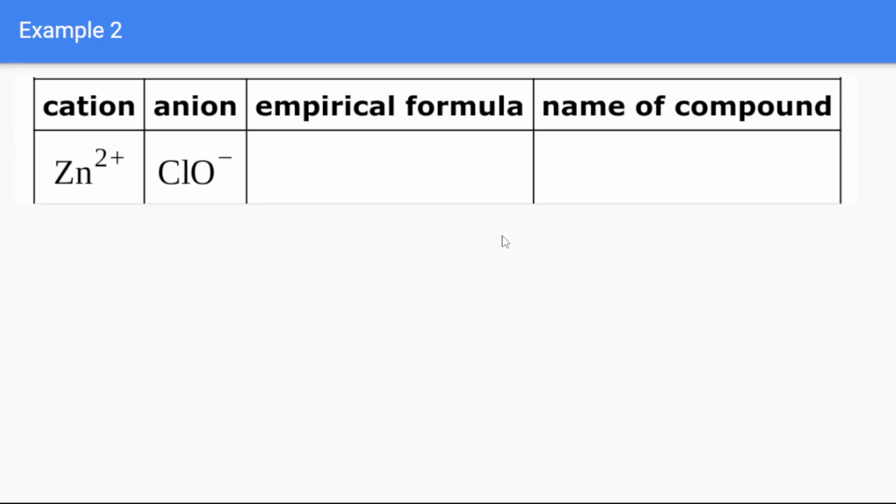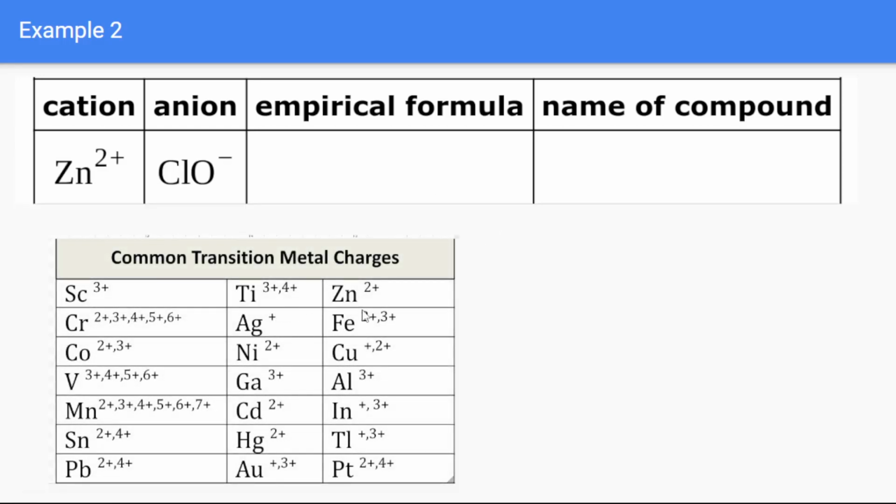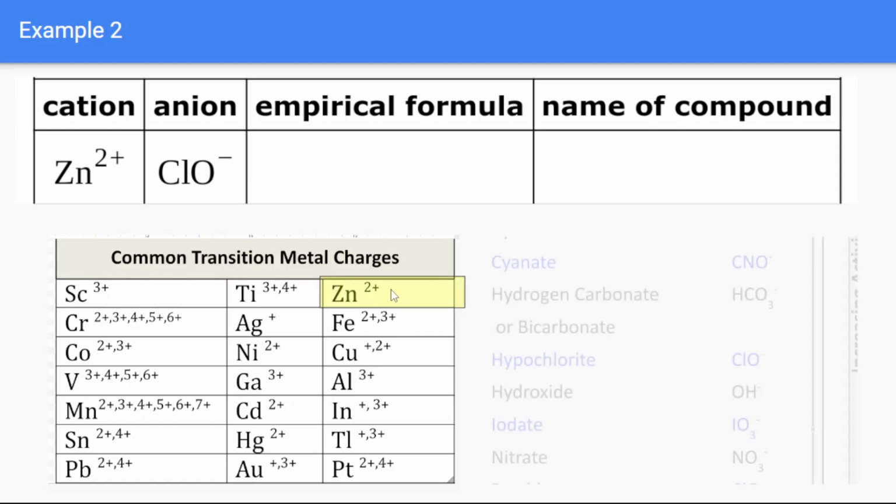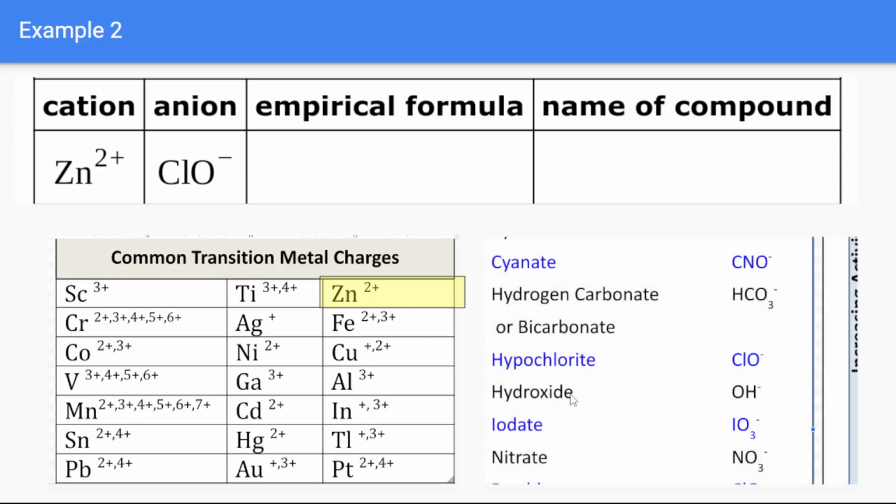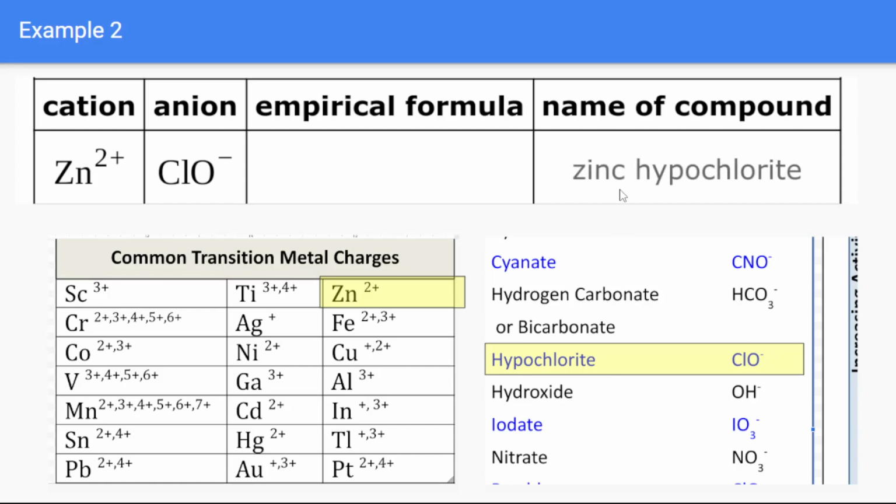Next, we have zinc and hypochlorite. So you look over here, is zinc a transition metal? Yes, it is, but guess what? It only has one charge. That's nice. Those are easy to name. Hypochlorite, you use the formula to get the name. So it is zinc hypochlorite.